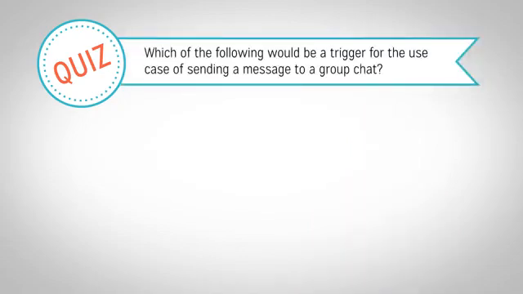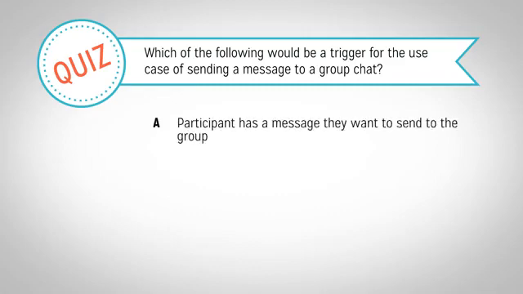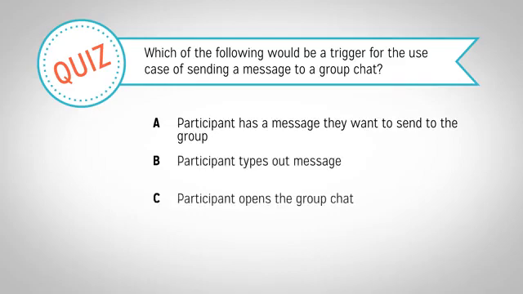You are using a software product that allows users to create and use group messaging threads. Group chat participants can be added to a group chat, and these participants can all see the messages sent in that thread. Which of the following would be a trigger for the use case of sending a message to a group chat? A. Participant has a message they want to send to the group. B. Participant types out message. C. Participant opens the group chat. Or D. Participant taps the send button.